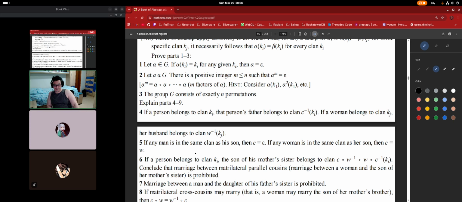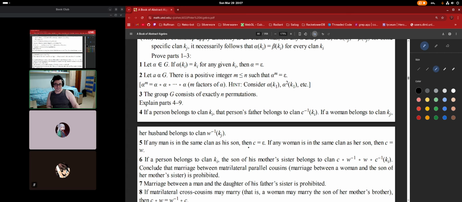If any man is in the same clan as his son, then C is equal to epsilon. Well, this comes from the definition of C, right? Because C receives as input the clan of the father and gives you the clan of the child. But if that is equal to the same K, and because of rule 8, then C must be equal to identity. Yeah.